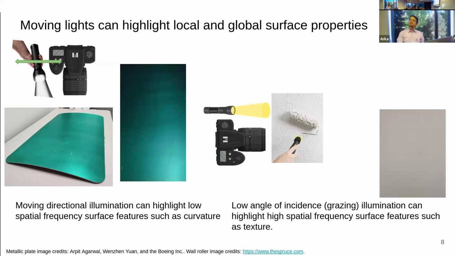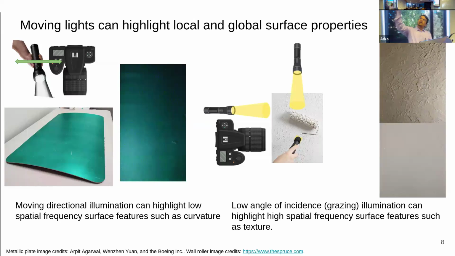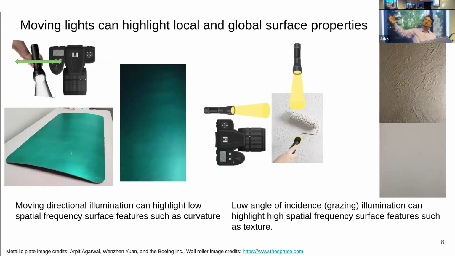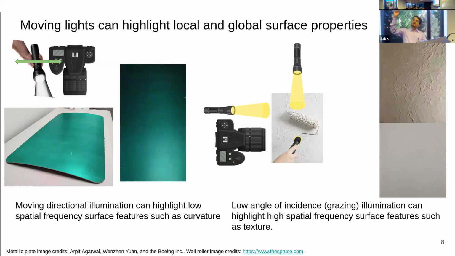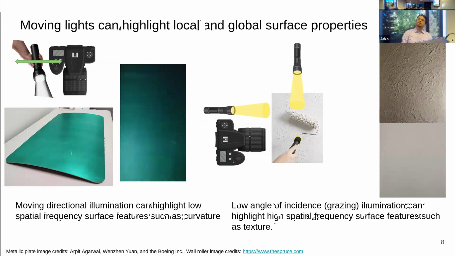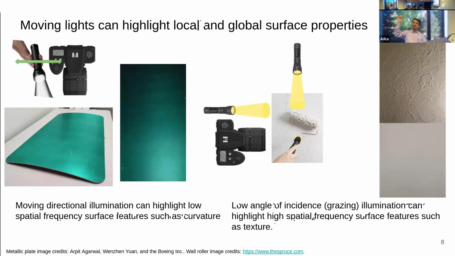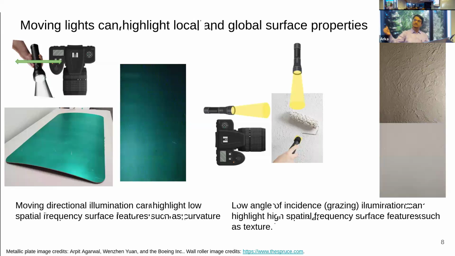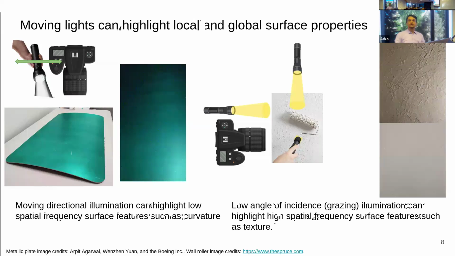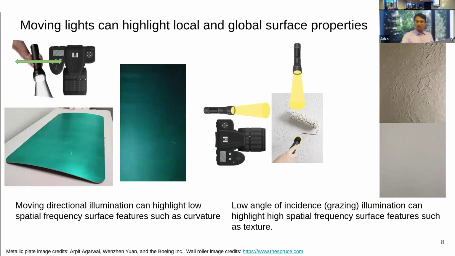If I just showed you this picture of my wall, and I said that the light is held parallel to the camera, perpendicular to the surface, you cannot tell that much. However, when I move the light and place it in a grazing angle of incidence, the cracks and features on the wall become immediately more prominent. Low angle of incidence or grazing illumination can highlight high spatial frequency cracks and features, whereas moving directional illumination can highlight low spatial frequency, such as curvature of the surface.